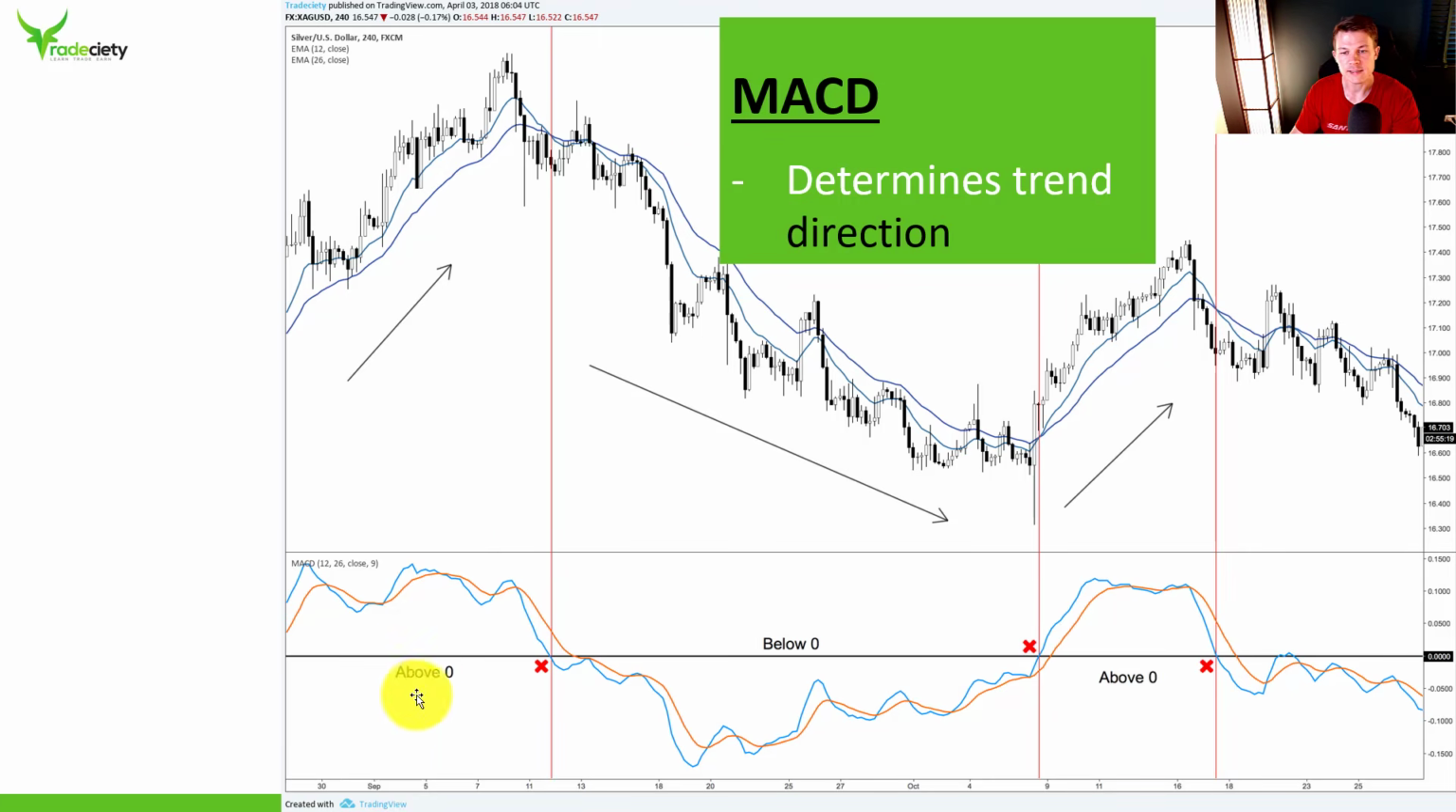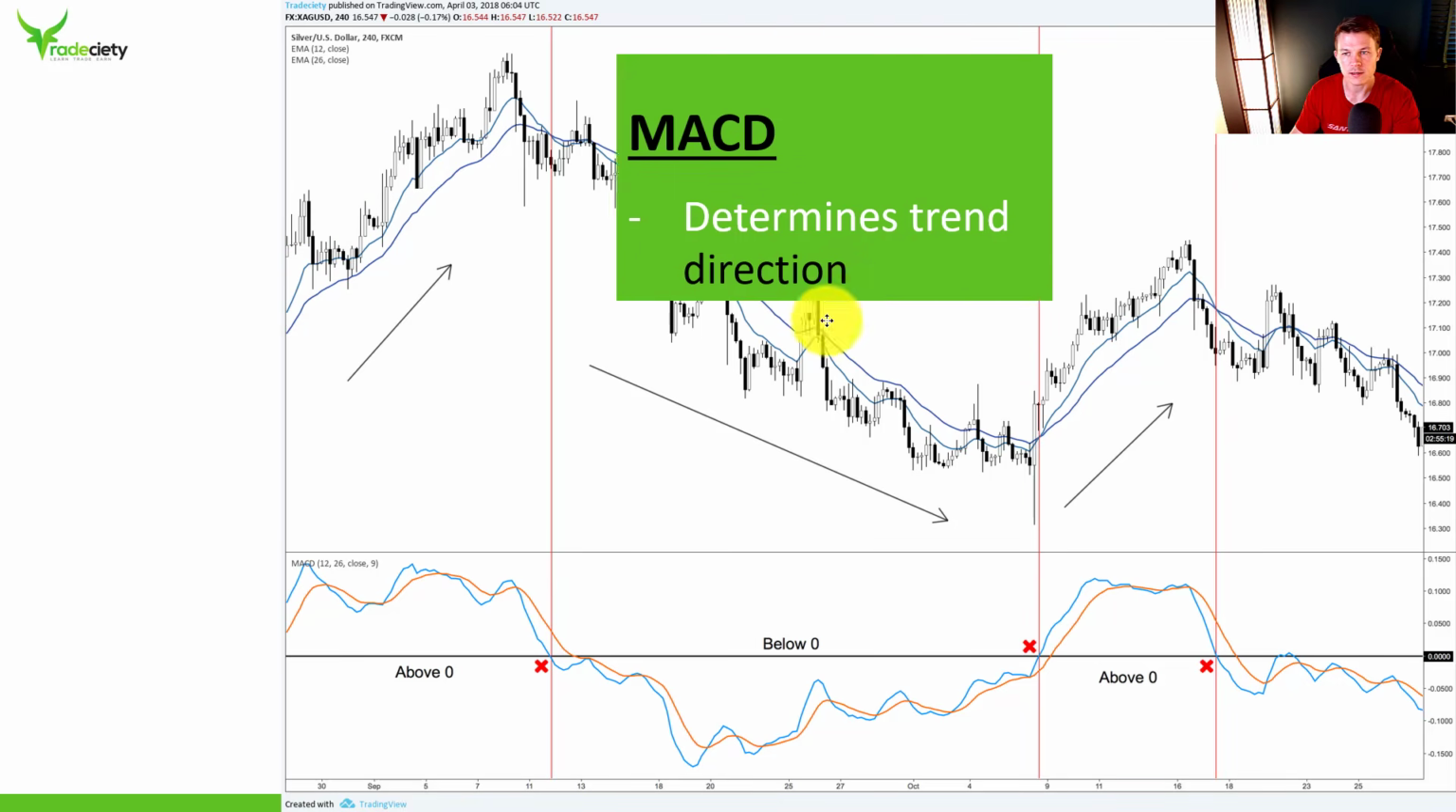The MACD is a derivative of the moving average. It stands for moving average convergence divergence. I'm pretty sure it does. Again, the MACD also helps you determine the trend direction. What I've done here is I eliminated the histogram of the MACD and I only kept the MACD lines. I drew in the zero line here on the MACD. And what you can do is, whenever the MACD is above the zero line, you would look for long opportunities.